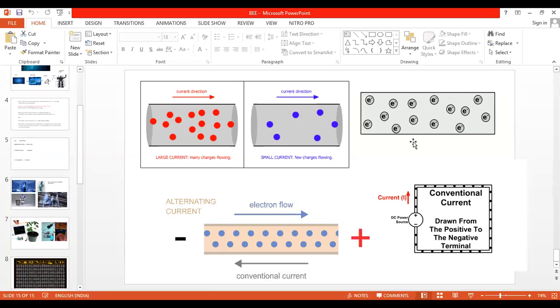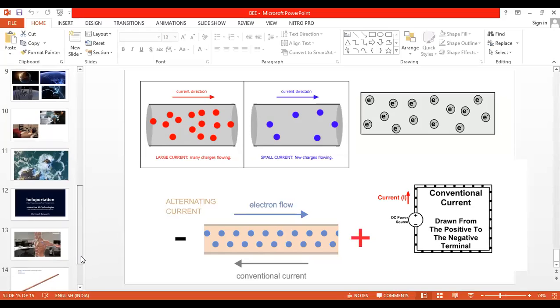What is the definition of current? The flow of free electrons. The flow of free electrons in a closed path in a uniform direction is called the current. So already we kept the definition here. Just a minute.